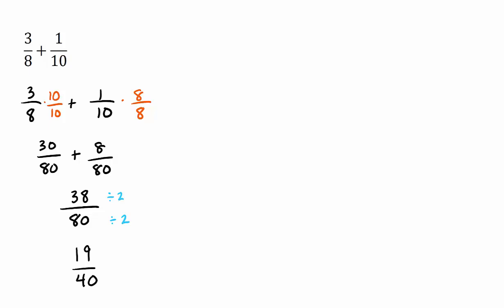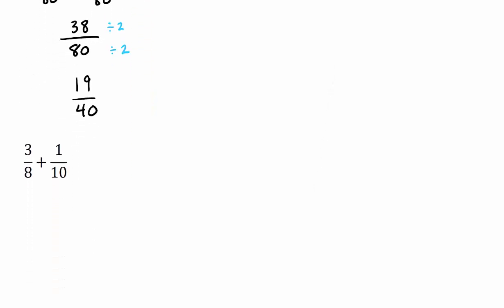But if I attack this problem a different way, and I notice that between 8 and 10, yes, 80 is a common denominator, but it's not the lowest common denominator. And so I can use my tricks from finding the lowest common multiple or the least common multiple. And if you click here, you can get to that video that's on my channel as well.